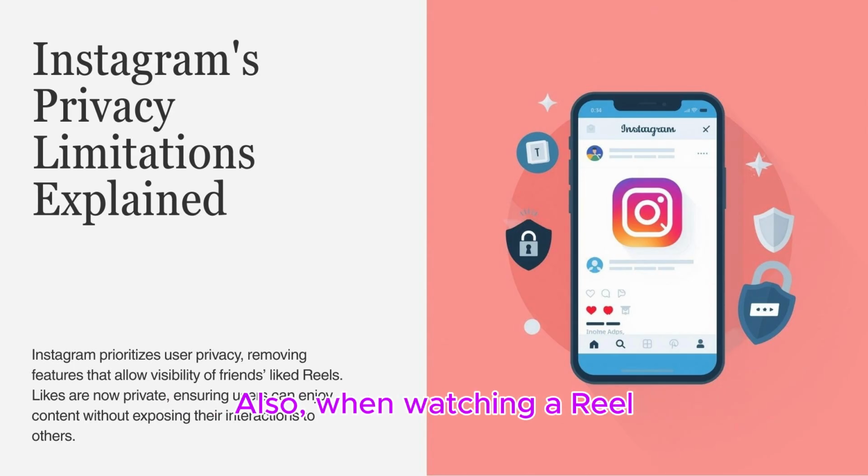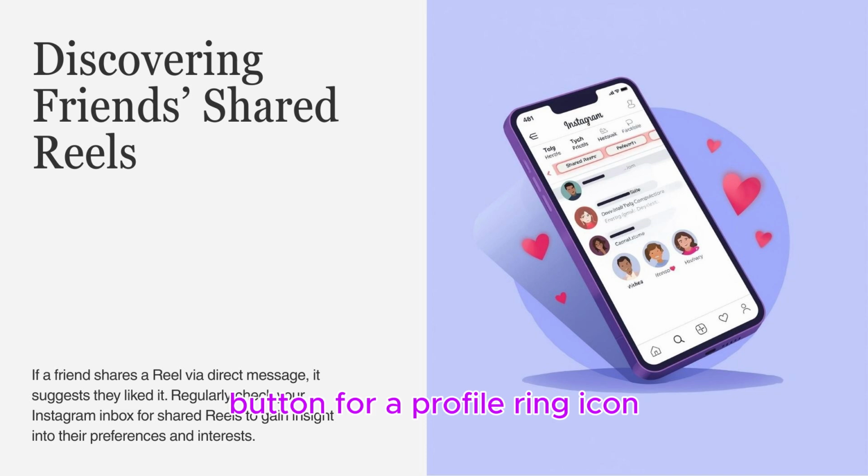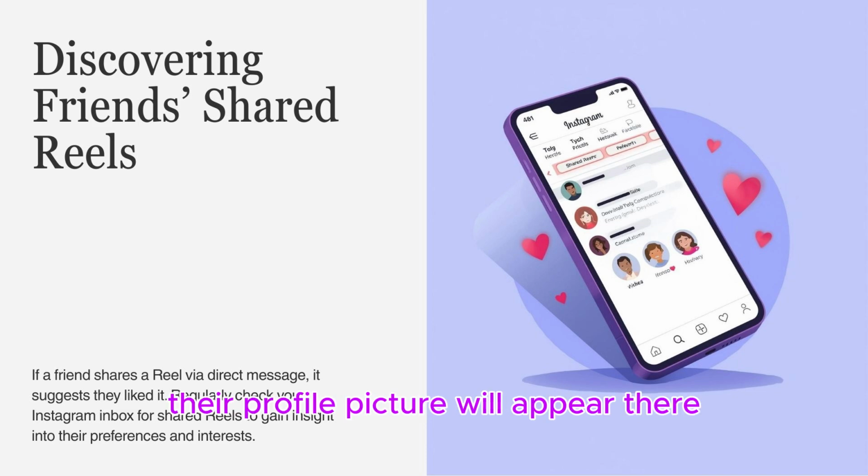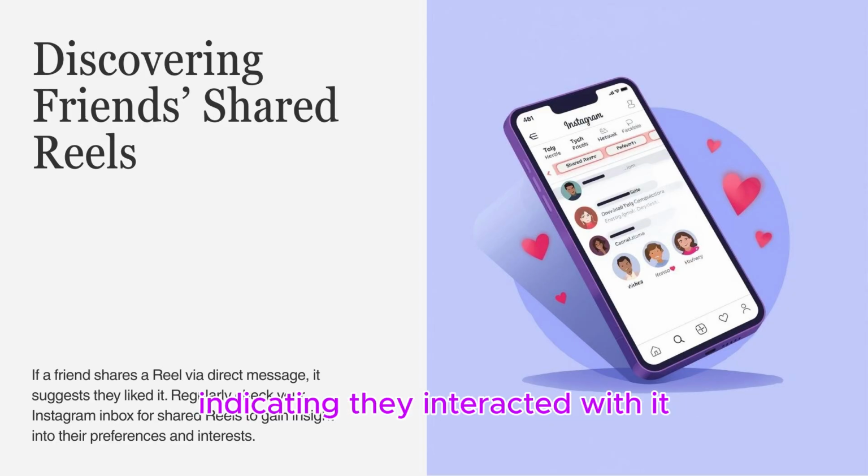Also, when watching a reel, look below the share button for a profile ring icon. If a friend has shared that reel to their story, their profile picture will appear there, indicating they interacted with it.